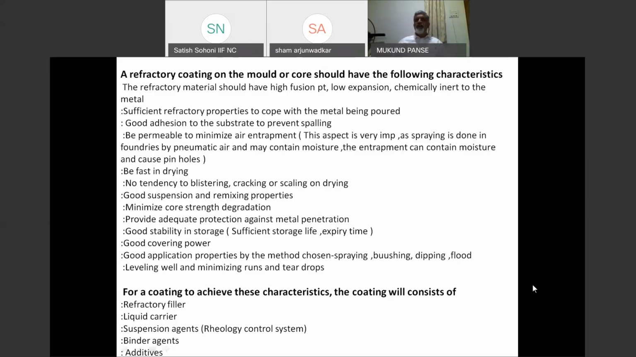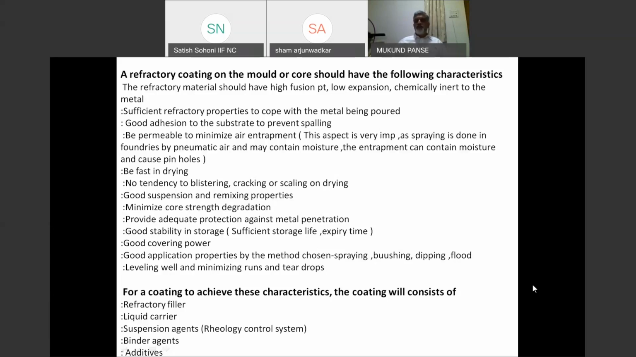The coating should be correctly applied on a sand wall. The refractory material should have a high fusion point, low expansion, be chemically inert to the metal, and have sufficient refractory properties to cope with the metal being poured, and good adhesion to the substrate. The coating should get adhered, it should not spill out, it should not spall, it should not form cracks or blisters. It should dry fast. Blistering, cracking and scaling should not happen.